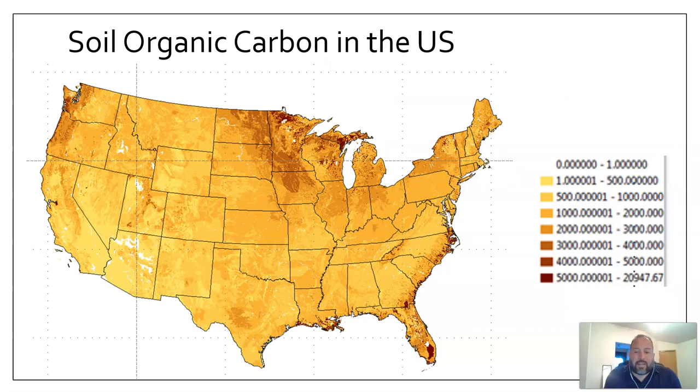In the United States, this is what it looks like in terms of soil organic carbon. You can see high amounts of carbon in the Great Lakes area, down at the Gulf of Mexico, and then on the East Coast and the Pacific Northwest. Those are our higher areas in terms of organic carbon.